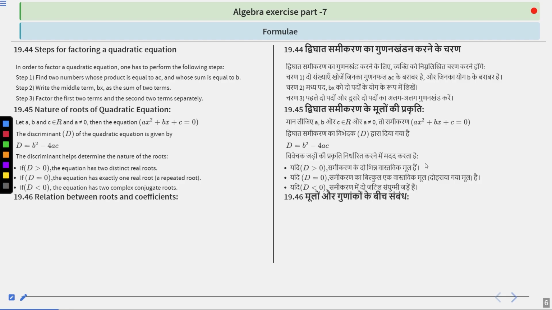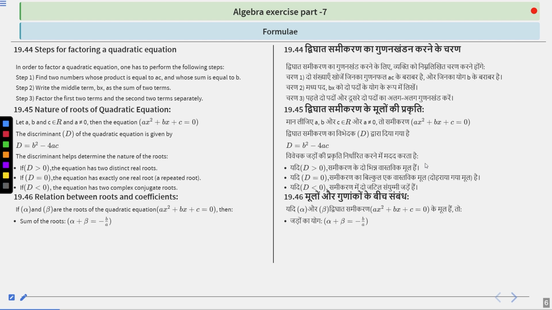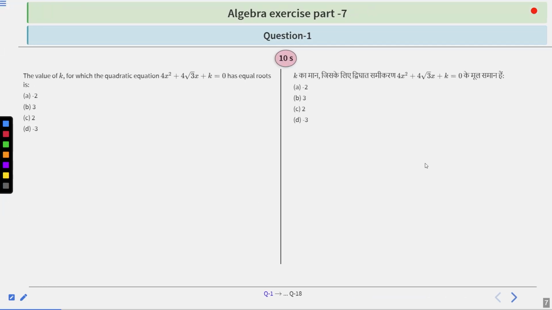Next one is relation between roots and coefficients. If alpha and beta are the roots of the quadratic equation ax square plus bx plus c equal to 0, then sum of the roots, that is alpha plus beta, is always equal to minus b upon a, and product of roots, that is alpha into beta, is equal to c upon a.